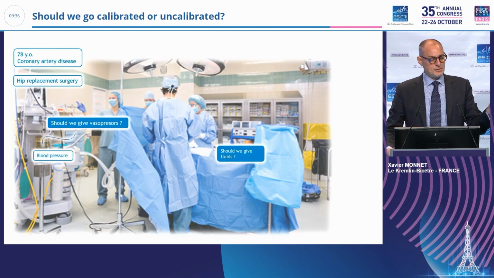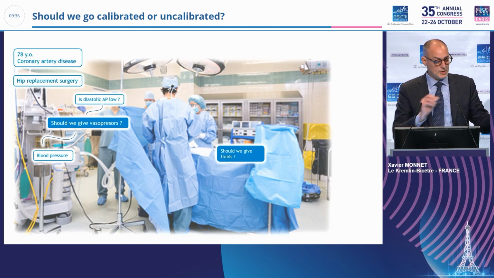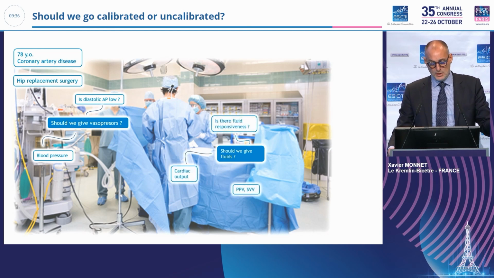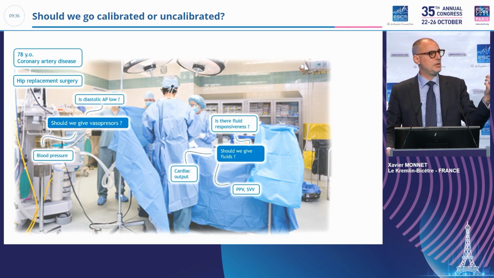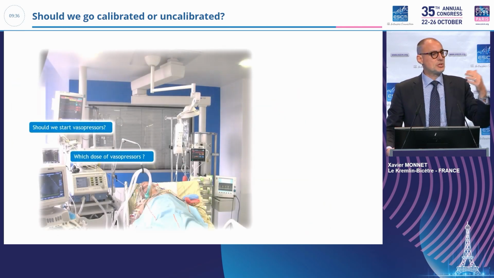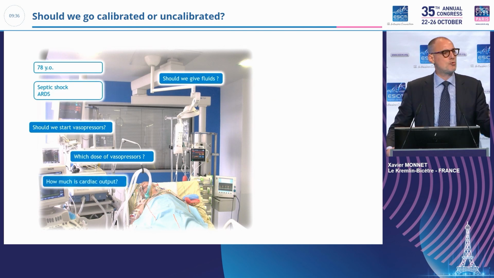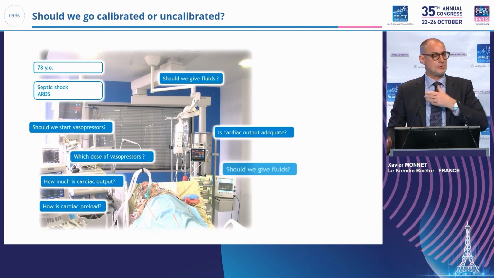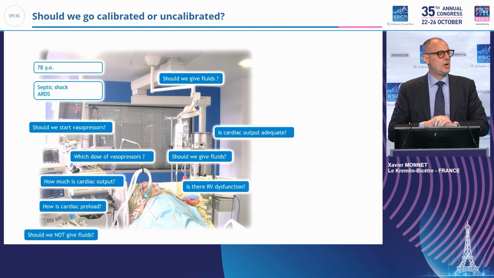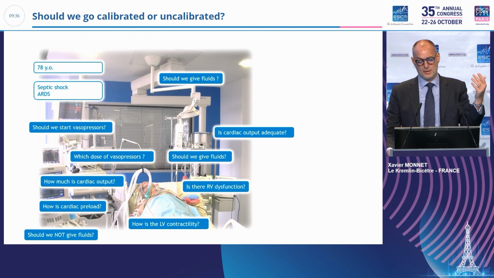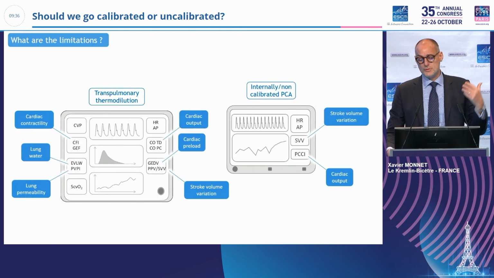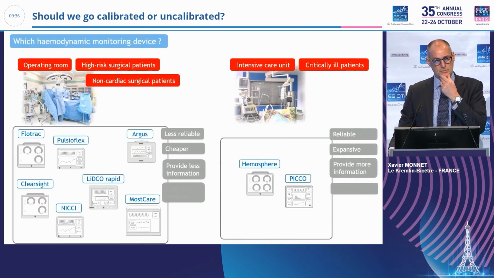During a surgical intervention, what are the questions asked to the anesthesiologist? Just, should one give fluid, and he or she needs cardiac output and stroke volume variation, pulse pressure variation, and should I give a vasopressor? Use blood pressure. 2 questions only. In a patient with septic shock and ARDS, many more questions are asked to the intensivist. Should I give fluid? Should I not give fluid? How is cardiac contractility? Is there RV dysfunction? Etc., etc. So these devices do not provide the same amount of information.